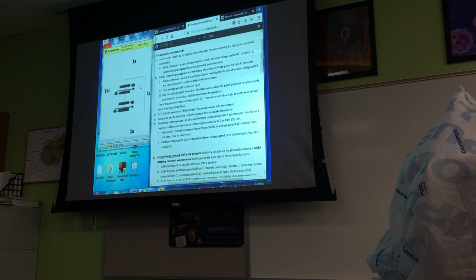And then here at 1A, 1 is the node of Ranvier, and this is a gap between the myelin sheaths, which contains these 1B1s, the voltage-gated sodium channels, which saltatorily perpetuate the action potential conduction.